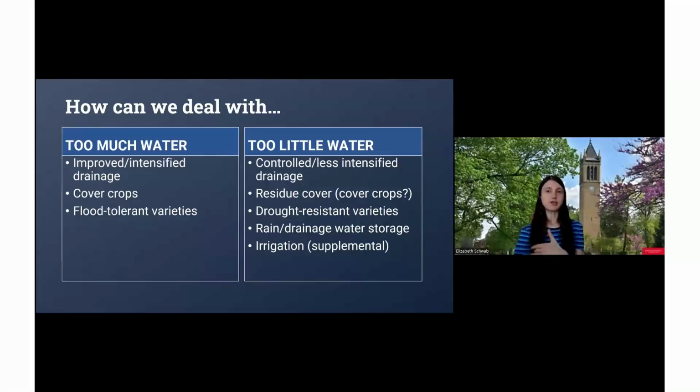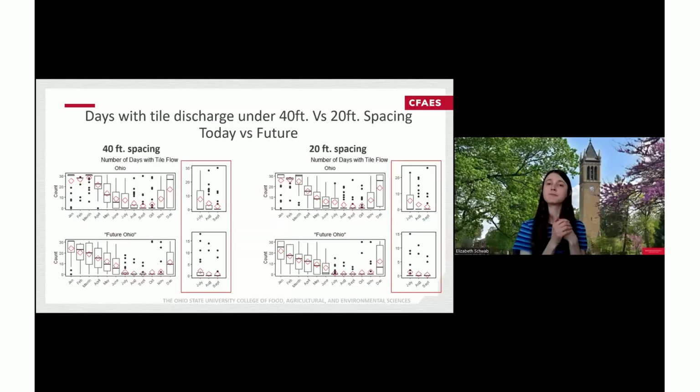But on the other hand, in periods of too little water, we want to be controlling that drainage water loss, or we want to be having less intensive drainage systems. So there are a number of practices that are available to us, and we'll talk a little bit more about how we continue the conversation on those things. But I just want to highlight, we can then transition into, okay, here are some of the strategies that we might take as far as water management goes.